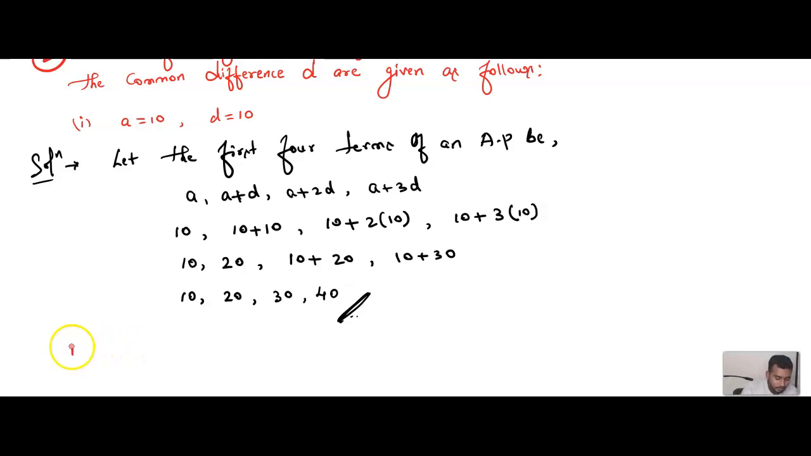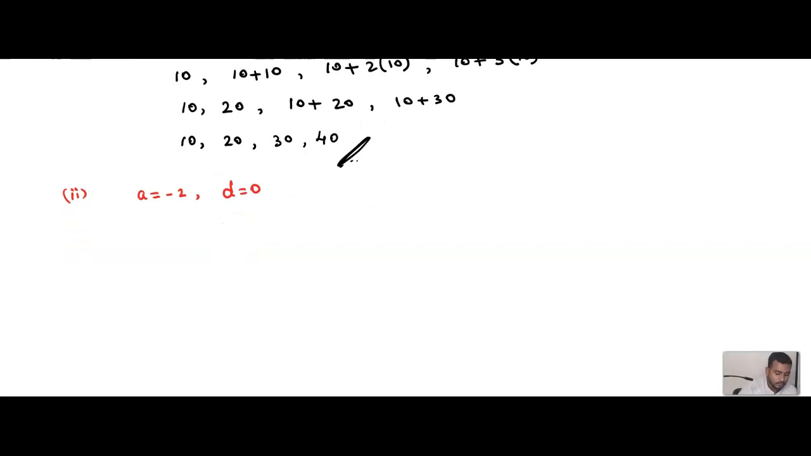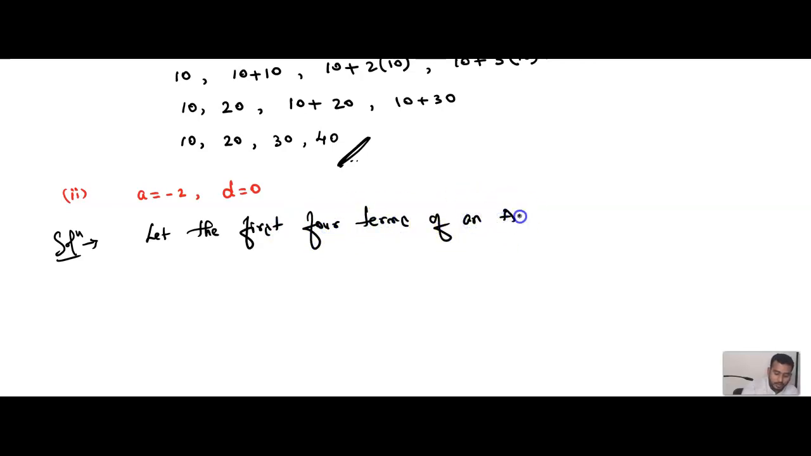Similarly, here they have given option number 2. In this case we have to take the value of A as minus 2 and D as 0. Now we need to find the first 4 terms. Are you getting it, children? Again, solution. Let the first 4 terms of an AP be A, A plus D, A plus 2D, A plus 3D. Just substitute the values of A and D in this condition.